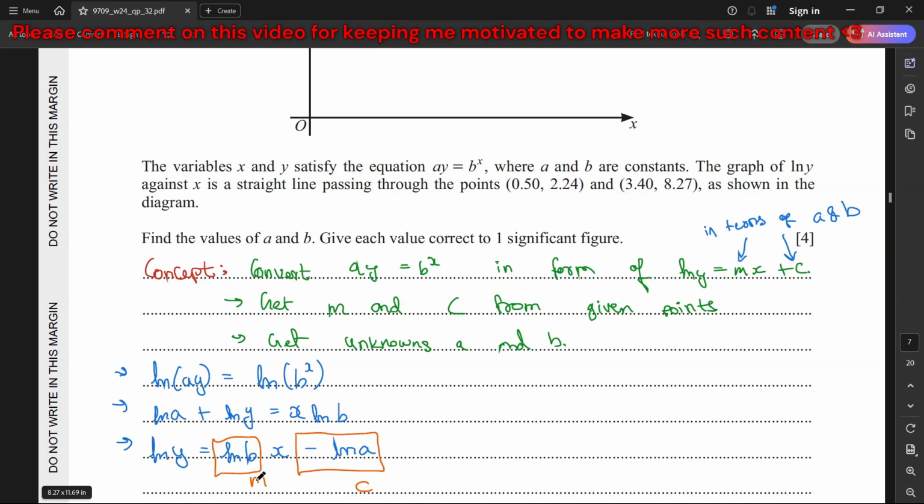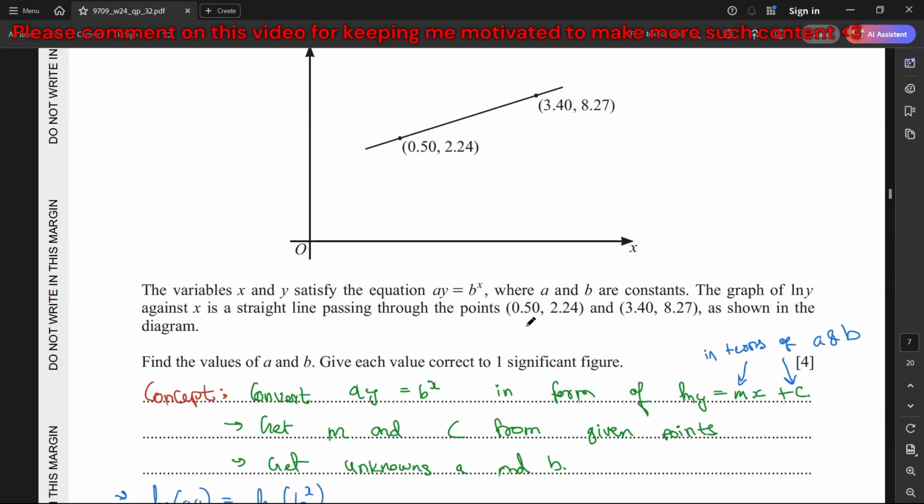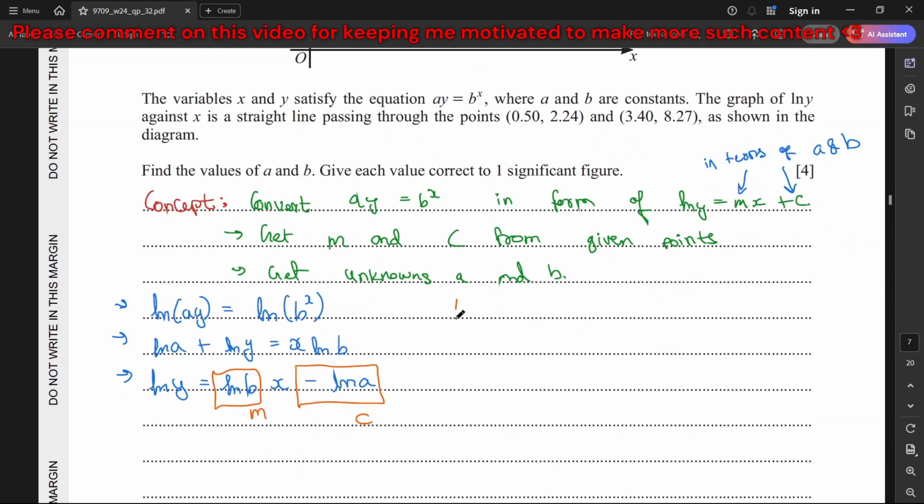So first of all, let me go ahead and find out the value of the gradient by using both of the points given to us. So in that case, I just have this dashed line, or let me use a different color so that it's looking good. Now I'm going to use my orange color to say that my m is equal to the change in y, 8.27 minus 2.24, divided by the change in x, 3.40 minus 0.5.